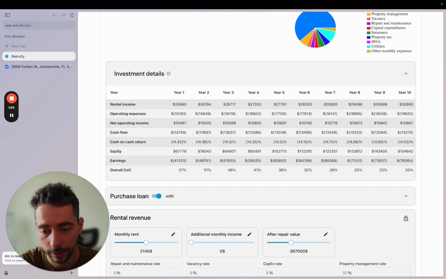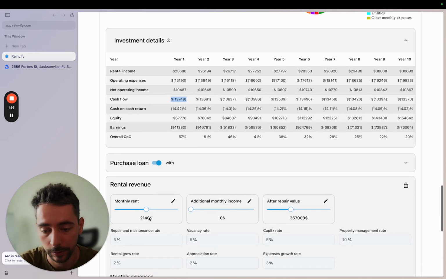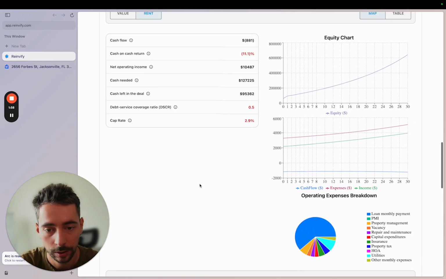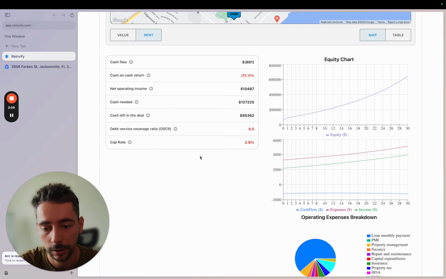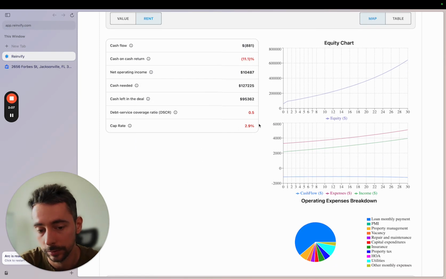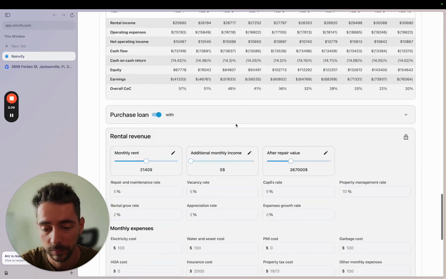So it's a pretty bad deal in the sense that it cash flows negatively even with this rent. We can see that it's mostly because of the mortgage. Cap rate 3%, kind of low.